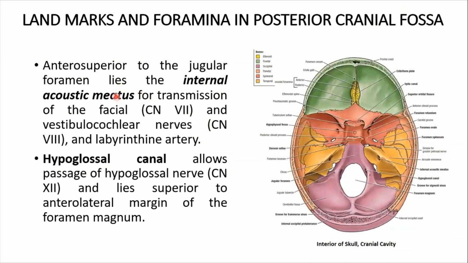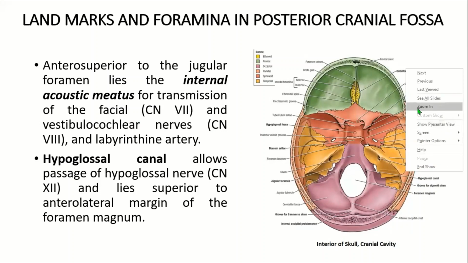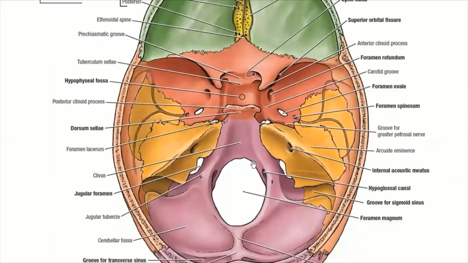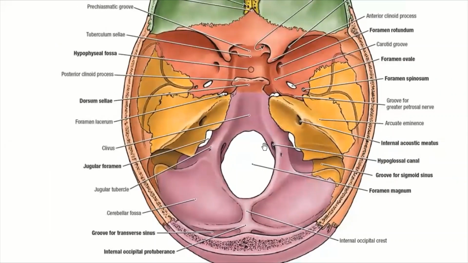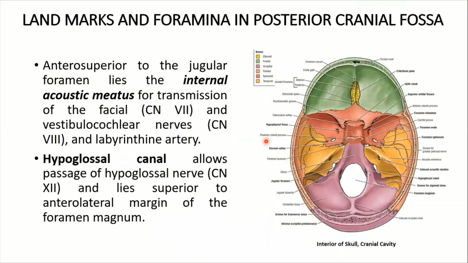Then there is the internal acoustic meatus, for the transmission of the cranial nerve 7th and the cranial nerve 8th, the vestibulocochlear nerve. Here you could see this is the internal acoustic meatus. And lastly, also identify the hypoglossal canal. Here it is. This is the hypoglossal canal, and through that passes cranial nerve 12, the hypoglossal nerve.